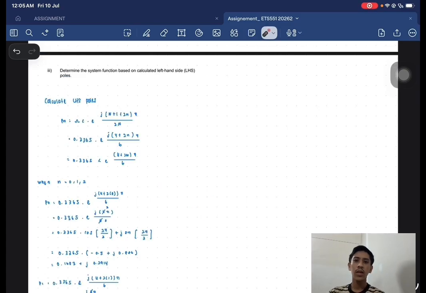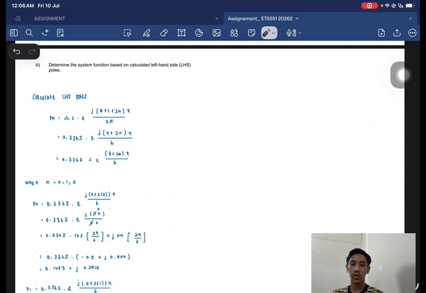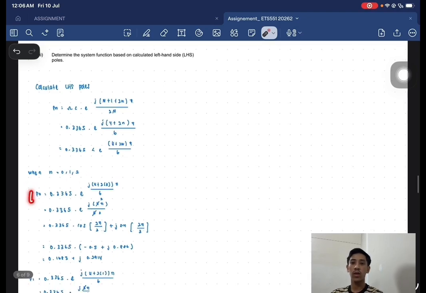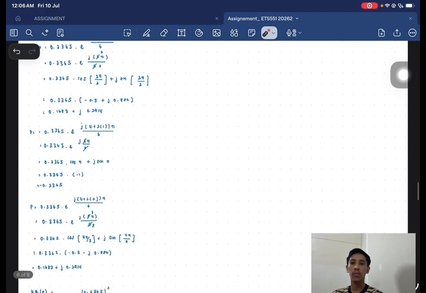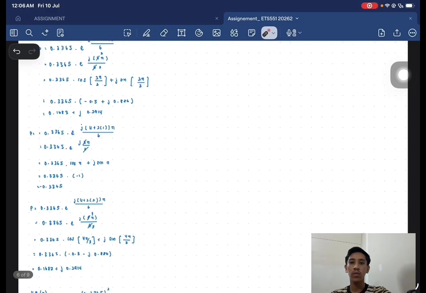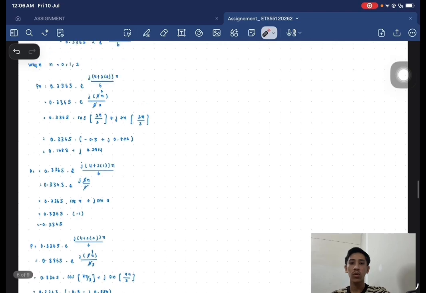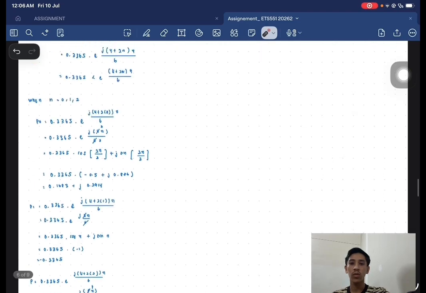Okay, next, determine the system function based on the calculated left hand side poles. In this section, I calculate the left hand side poles of the Butterworth filter. Since the filter order is 3, there are 3 poles, P0, P1 and P2. So using the cut-off frequency of 0.3365, each pole was calculated using the Butterworth pole equation.